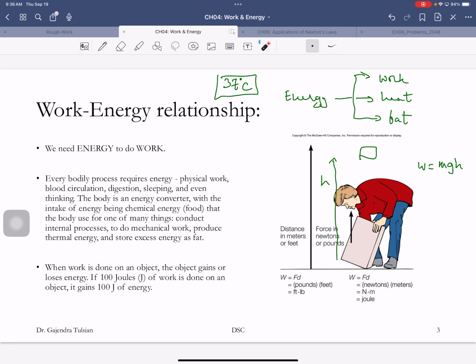So that's one thing about energy. You do not create it or destroy it. You can transform it from one kind to another. What do I mean by that? What kind of energy did I have in my body?